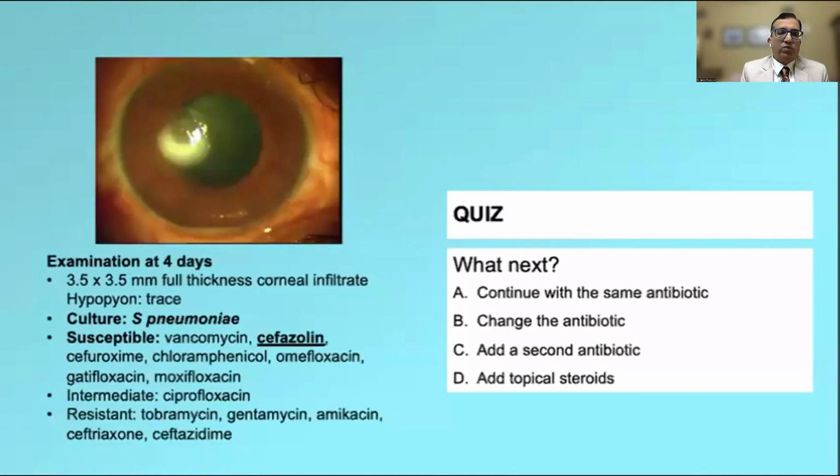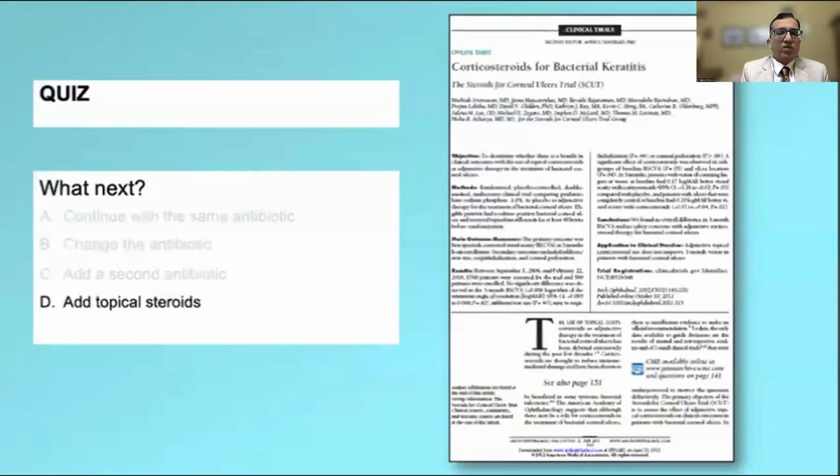So let's see what did we do. So we chose topical steroids. And why did we choose that? One, the ulcer had responded, the hypopyon had subsided, there was some reduction in the infiltrate density. The antibiotic that we were using, cefazolin, the bacteria was susceptible to it. So it was not rational to either change that antibiotic or add a second antibiotic, because a second antibiotic would increase the incidence and risk of drug toxicity.